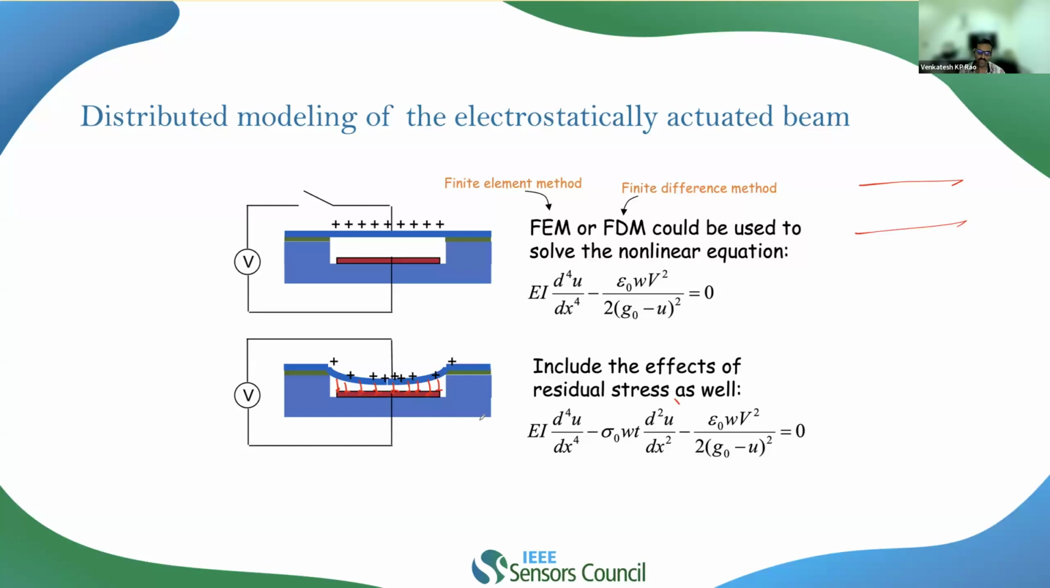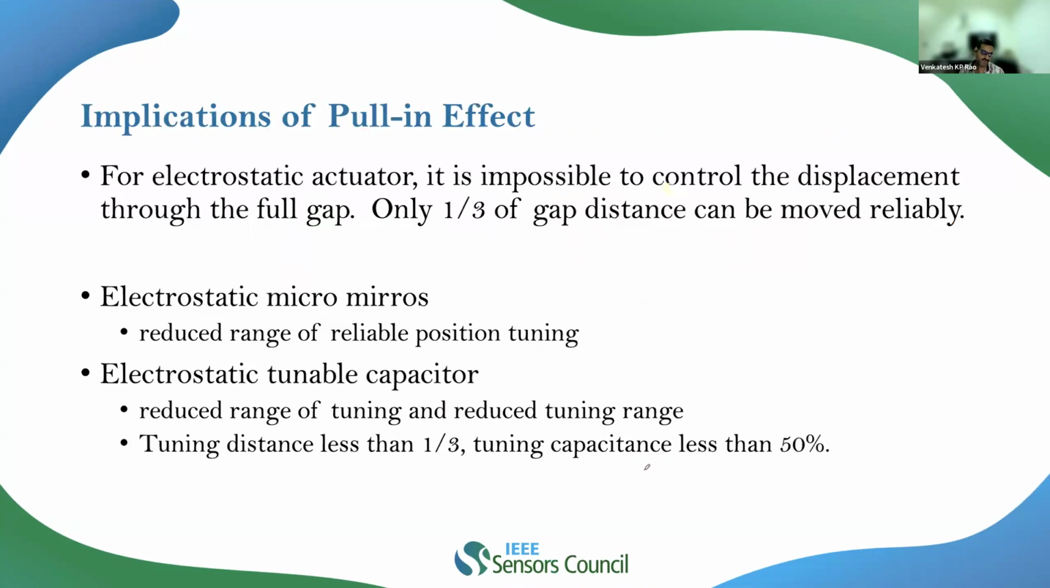And also, in the case of beams, yes, beams are also flexible elements. We need to take into account the elasticity of the beams, and we need to take into account the bending of the beams also. If, during the process, residual stresses are inherent, you need to take the residual stresses into account during your modeling. And also, one may need to take into account the fringing field effect, and the Casimir effect can also be included. So what are the implications of the pull-in?